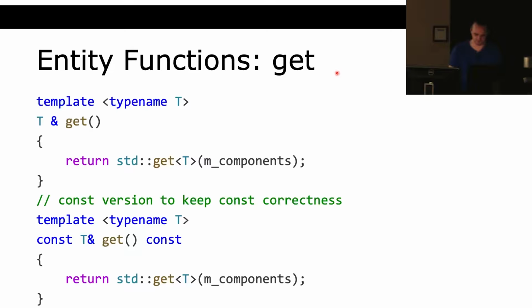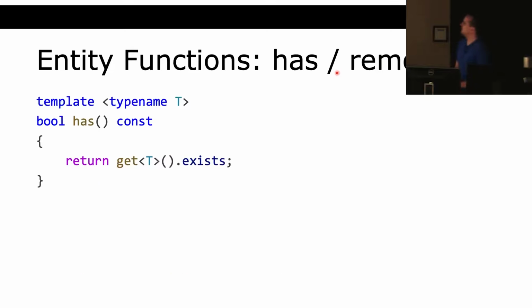Pretty simple. How would we implement the has function? How do I say, okay, does this entity have this component? Well, what we're going to do, and I'll show this in a couple of slides, is have a base class of component. The base class of component is going to have this exists variable. The default constructor is going to set this to false, and whenever I explicitly add a component, I'm going to set that to true. And so I check that.